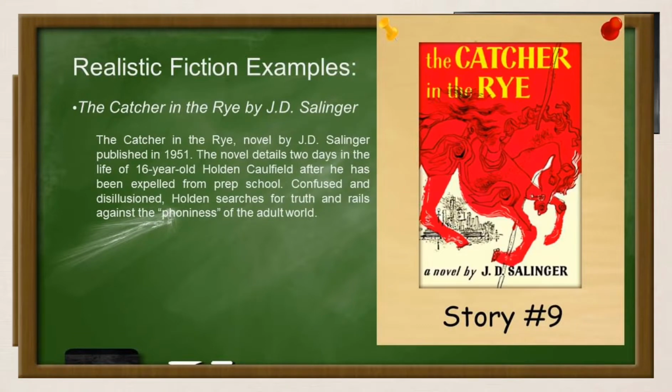The Catcher in the Rye by Jerome David Salinger. The Catcher in the Rye is a novel by J.D. Salinger, published in 1951. The novel details 2 days in the life of a 16-year-old Holden Caulfield after he has been expelled from prep school. Confused and disillusioned, Holden searches for truth and rails against the phoniness of the adult world.